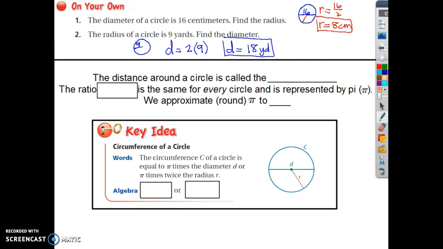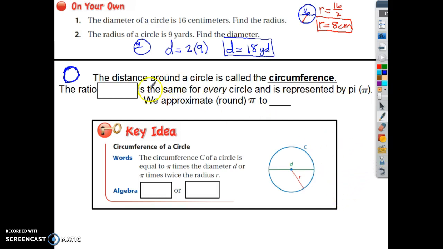Now from here, we can move forward to talk about circumference of a circle. The distance around the circle is called the circumference. So if I have a circle and I wanted to walk around the entire outside, instead of using the word perimeter to figure out the distance that you've walked to cover the entire outside of the circle, for circles we use the word circumference, the distance around the outside.